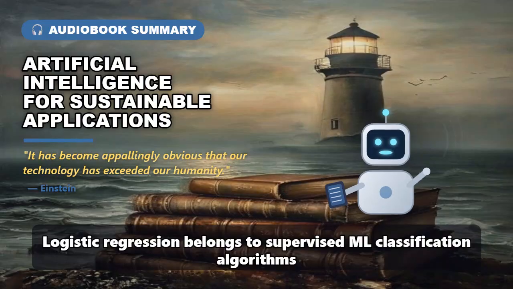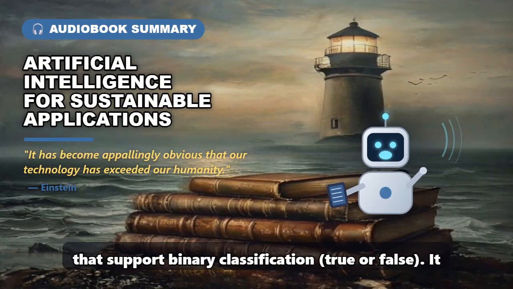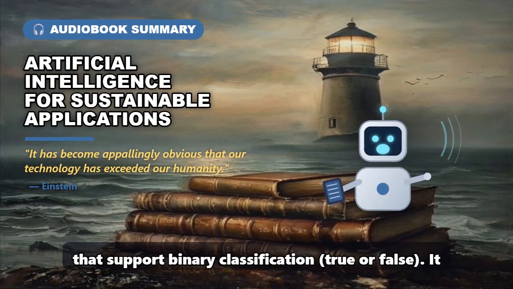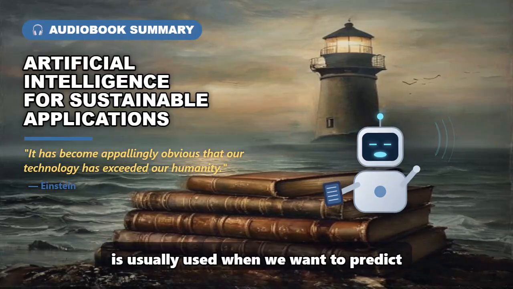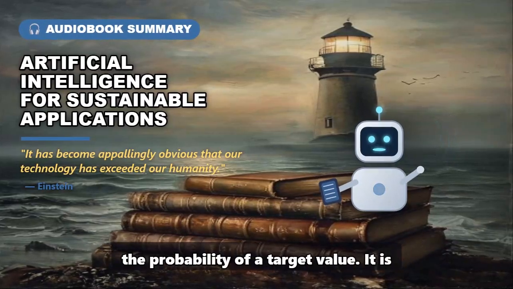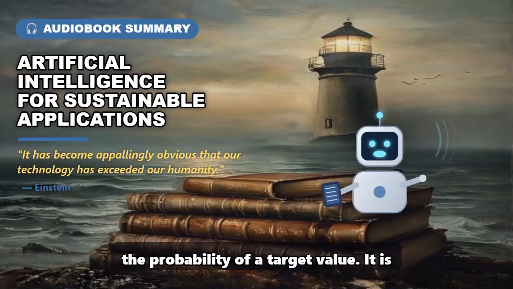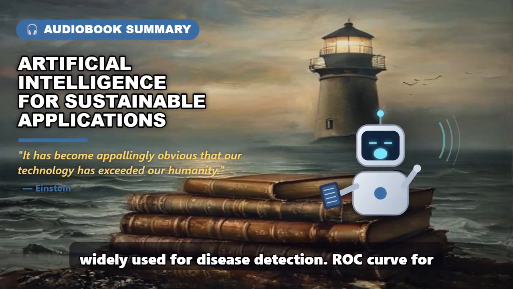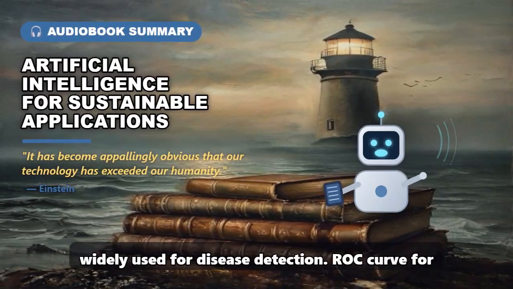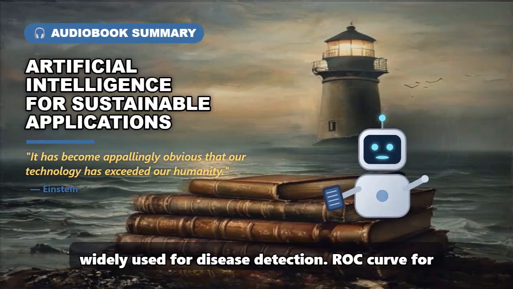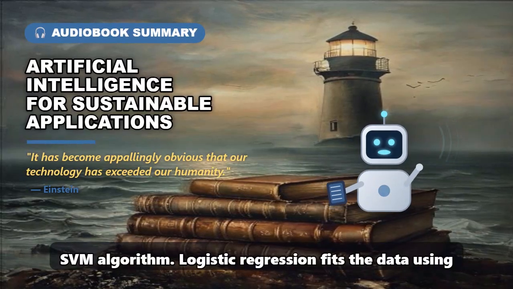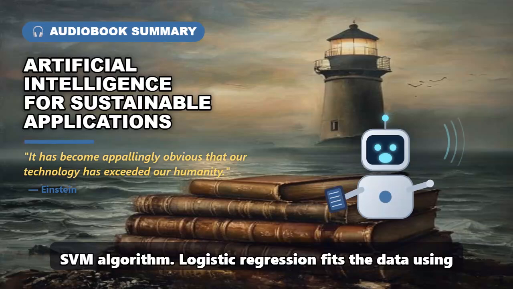Logistic regression belongs to supervised ML classification algorithms that support binary classification, true or false. It is usually used when we want to predict the probability of a target value. It is widely used for disease detection. ROC curve for SVM algorithm.